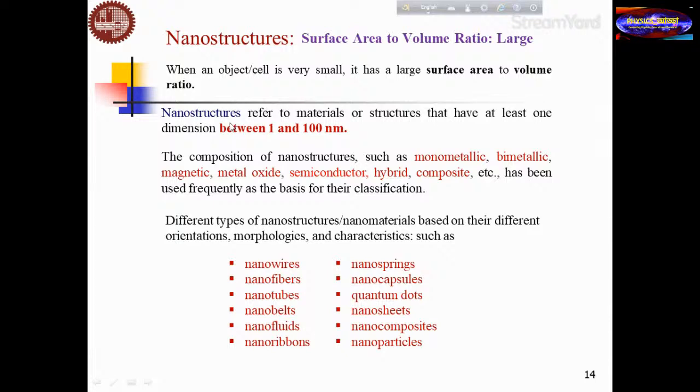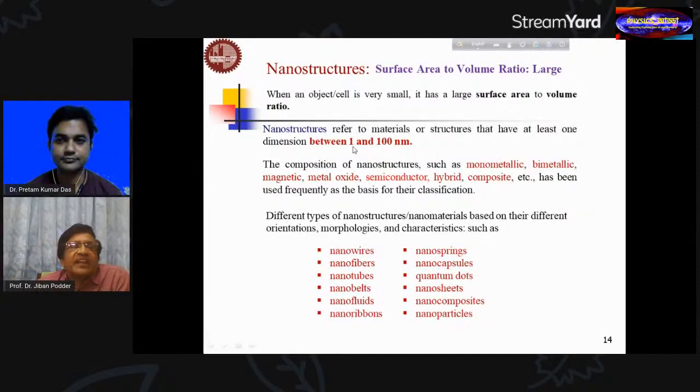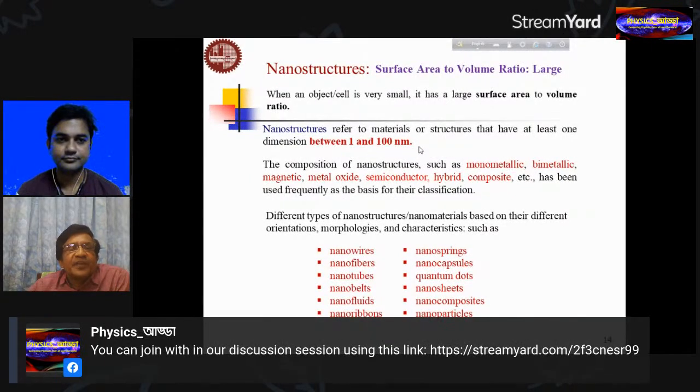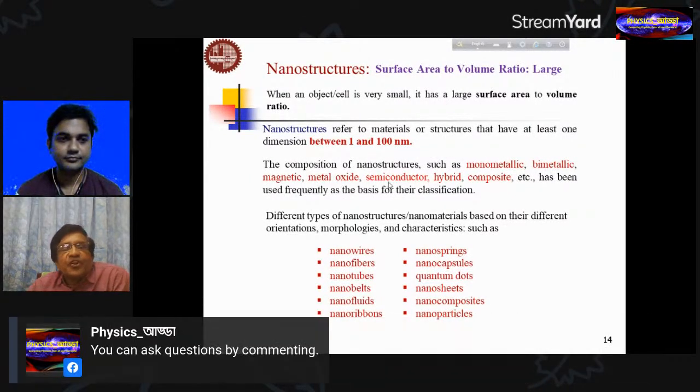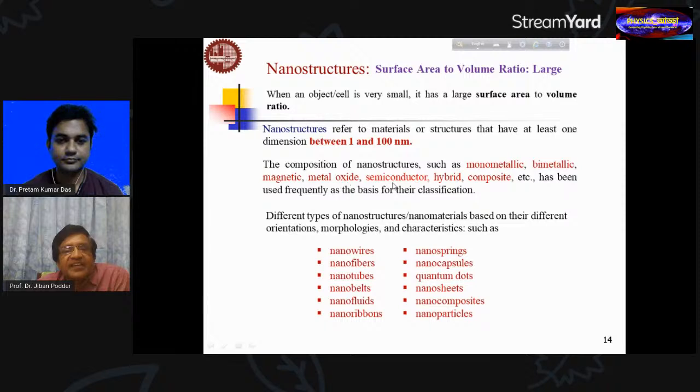How can we classify the range of nanostructure material? In between 1 to 100 nanometer, we can denote this group of materials as nanomaterials. The composition of nanostructures, such as monometallic, bimetallic, magnetic, metal oxide, semiconductor, hybrid, composite, etc., have been used frequently as the basis of their classifications.